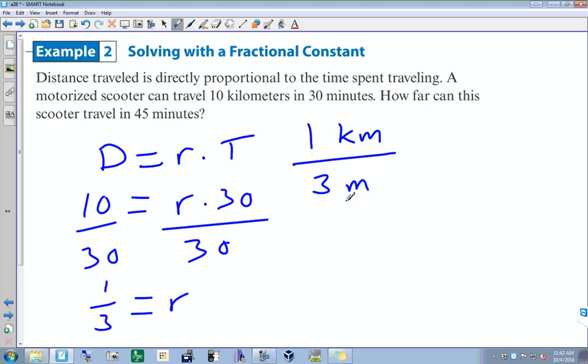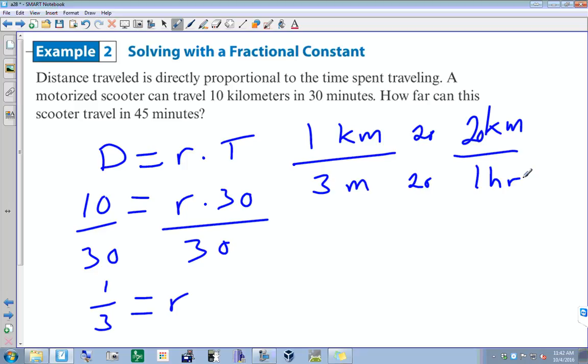How many minutes in an hour? 60. What do I got to multiply 3 by to get to 60? Try 20. So if I multiply each one by 20, I get 20 kilometers per 60 minutes or 1 hour. So I'm going 20 kilometers per hour.